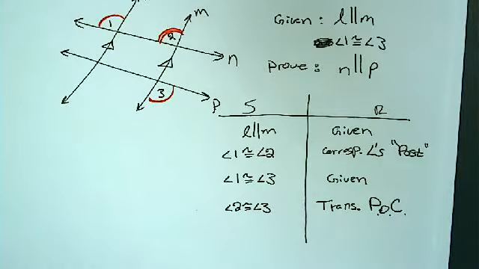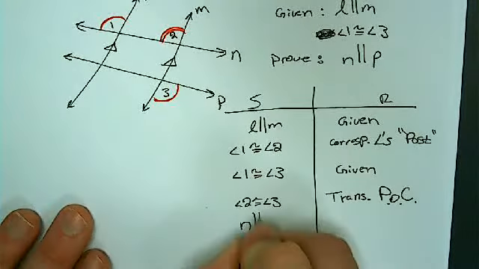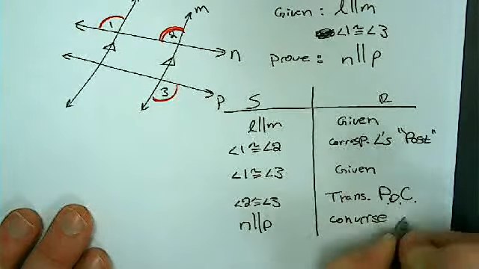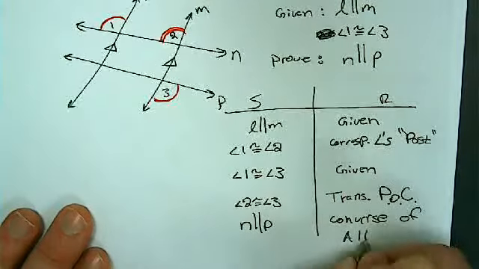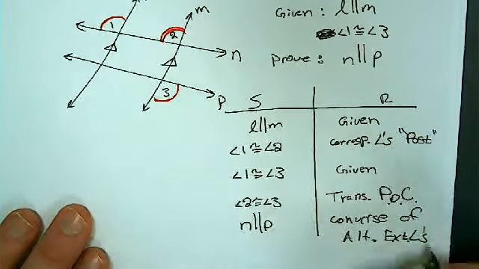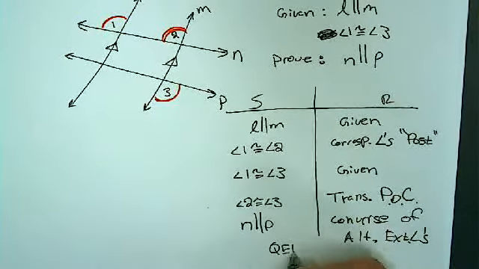Oops, just need the one page. So I can use that here. I'll go ahead and say N is parallel to P by the converse of alternate exterior angles. And that is what I set out to prove.